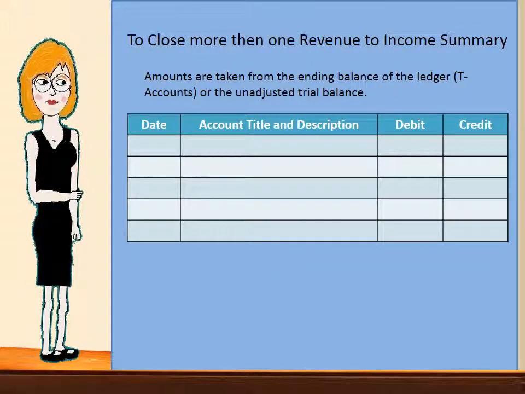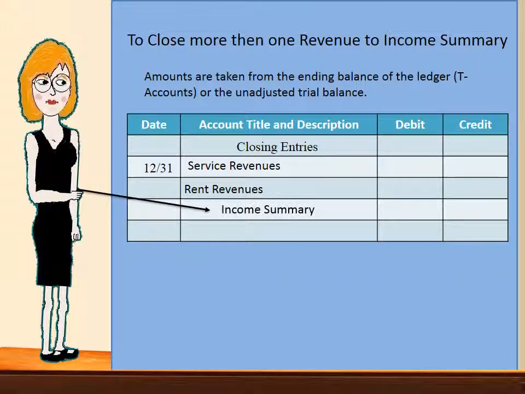To close more than one revenue to income summary. Again, you'll be taking the amounts from either the ending balance of the ledger accounts, the T accounts, or the unadjusted trial balance. Start with centering closing entries, put the date in the date column, then you do service revenues and rent revenues, two separate revenues, and you do income summary for the full amount of both. And then the description is closing revenues.